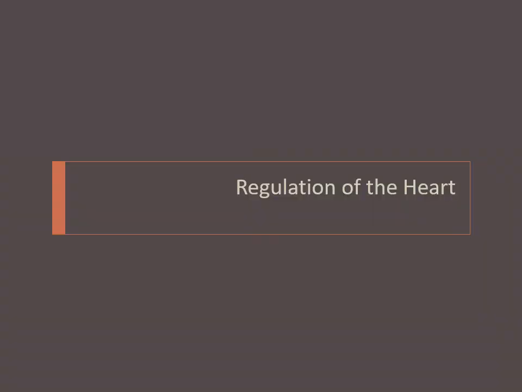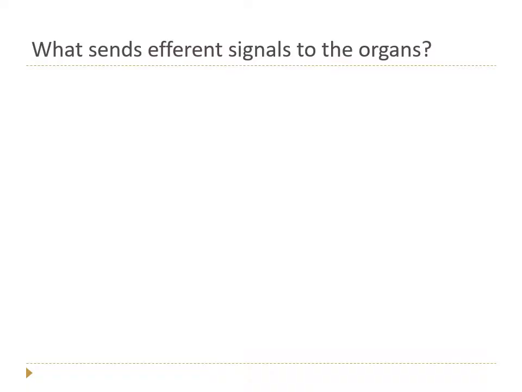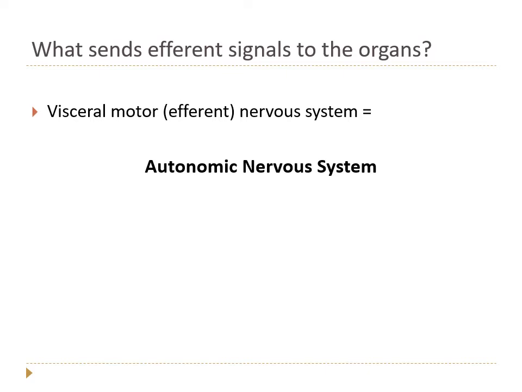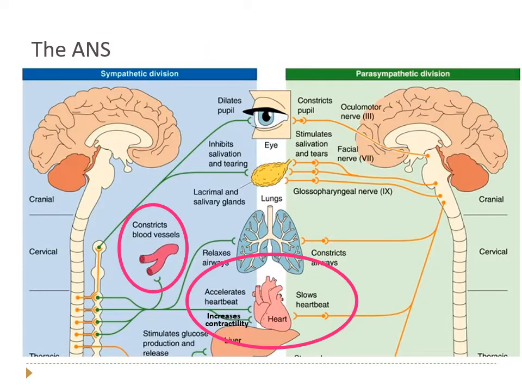Okay. So now we know the factors that are involved in determining cardiac output, stroke volume, and heart rate. How do we actually regulate the heart, and how do we actually regulate cardiac output? So first of all, we just have to remind ourselves, if we're talking about inner organs, and sending efferent signals in terms of how they're supposed to contract, then we are talking about the visceral efferent nervous system, otherwise known as the autonomic nervous system, which has its two branches, sympathetic and parasympathetic.